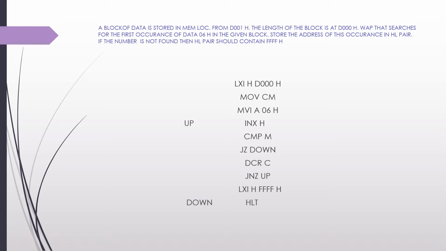So in this process, you go on doing the incrementation and compare continuously, and if not zero, then go to the next memory location. When you have done with all the data bytes, when register C becomes 0, it means there is no data 06 in the given block. Then the HL pair we will load with FFFF by using LXI H, FFFF, and then we are going to stop the program. Okay.